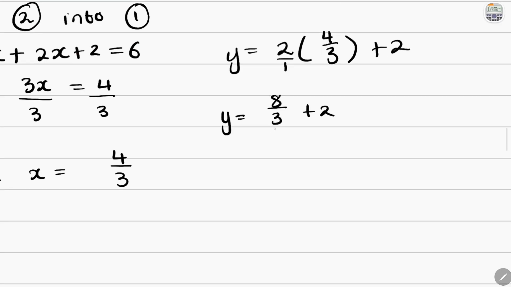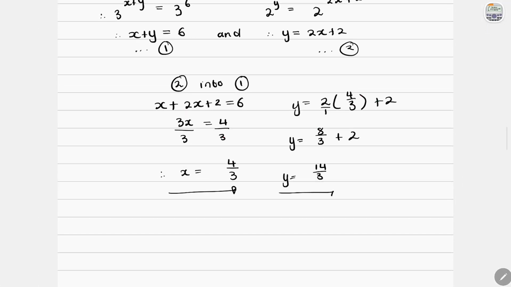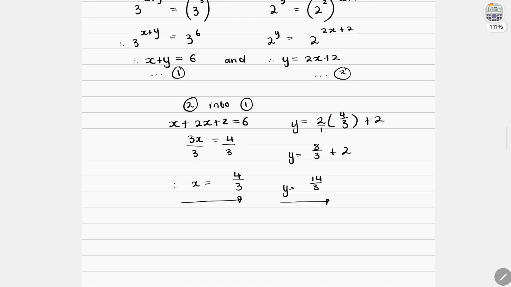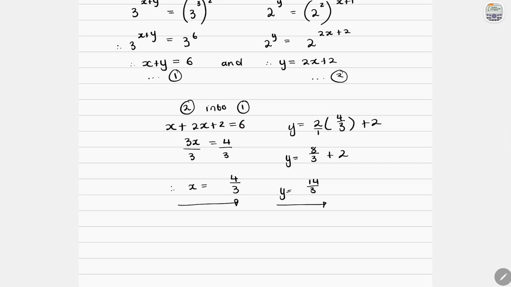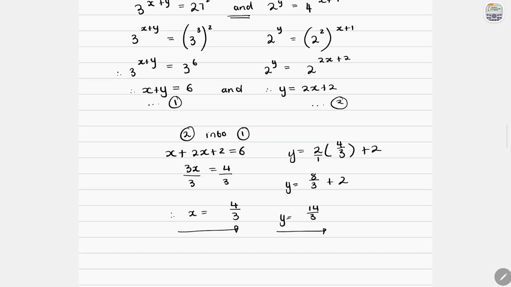So to add these, you can ensure that the denominators are the same. To make a denominator of 3 here, you'd have to multiply numerator and denominator by 3. This has a natural denominator of 1, so it's just going to be 6 over 3. Okay, so 8 plus 6 gives us 14, and then over 3. And that is our answer, which of course you could have used the calculator. But it's good to not depend on the calculator so much. So that is our answer, x equals 4 over 3, and y equals 14 over 3. And that is it for question 3.